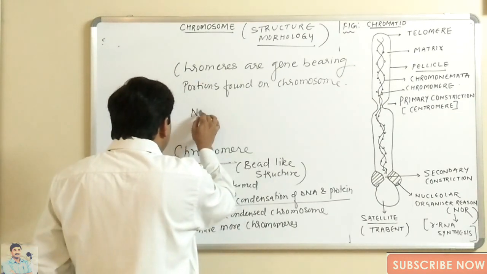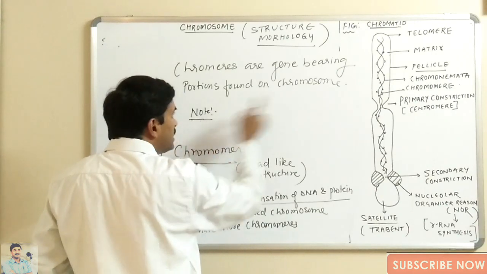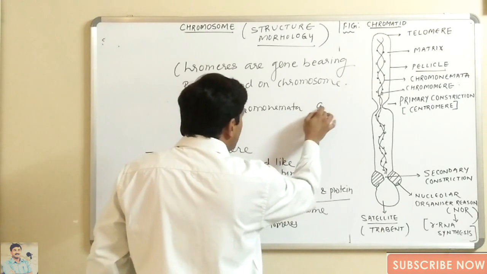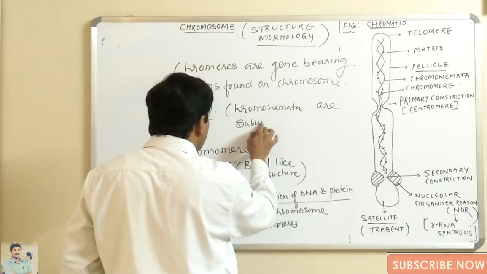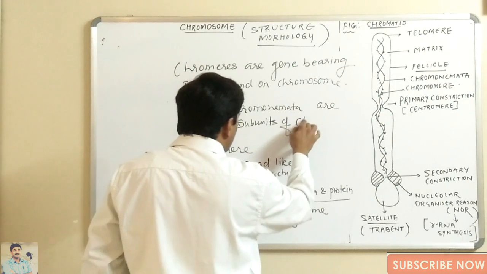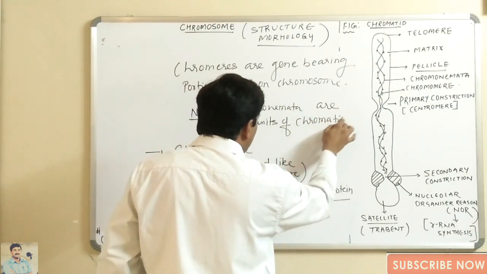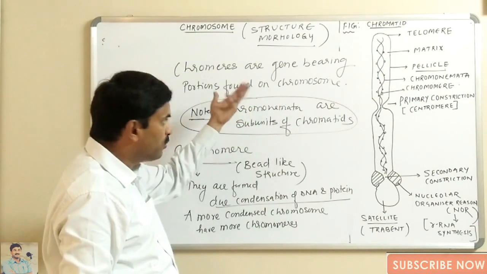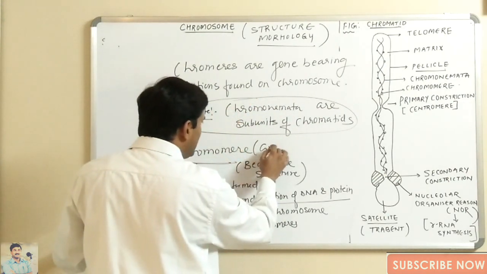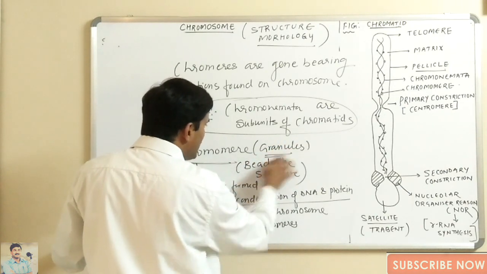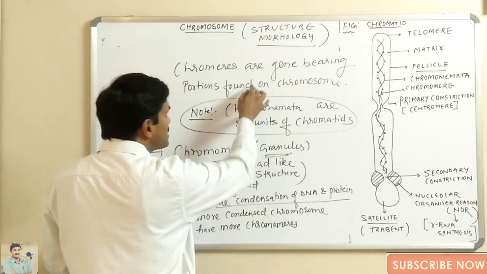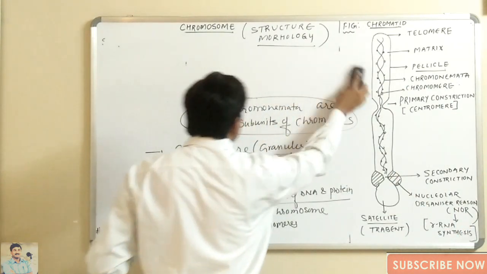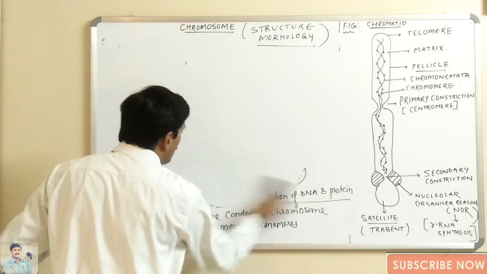And at the last I would like to write here, note that chromonemata are subunits of chromatids. The most important part of the chromatid is the chromonemata, and on the chromonemata certain granules are present, and these granules are called as what? The chromomeres, which are the gene bearing portions found on the chromosome. So this was about the chromomeres and the chromonemata.